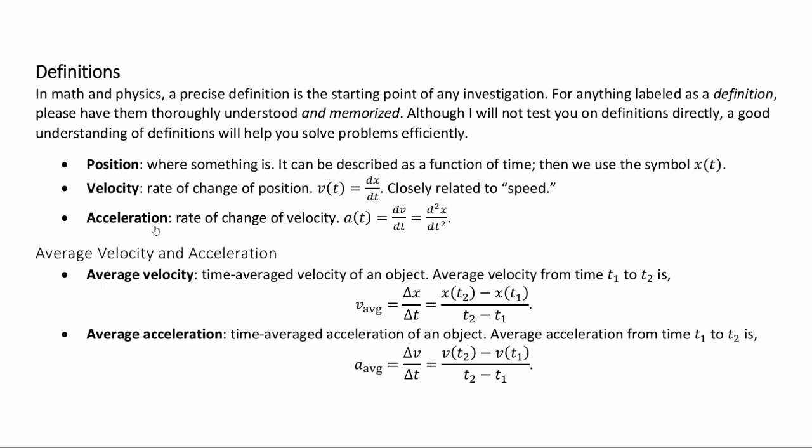Given the position of an object as a function of time, x of t, the velocity of the object is the rate of change of position, which we calculate as a derivative of x with respect to t. And the acceleration of the object is the rate of change of velocity, or a derivative of v with respect to t, or in terms of x of t, the second derivative of x with respect to t.